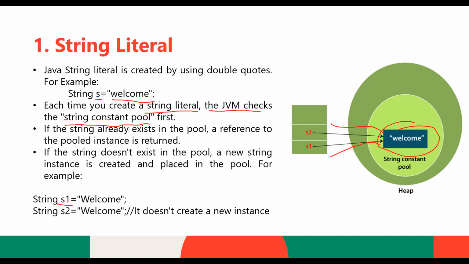Okay, so this string constant pool which we are talking about is available in the heap memory area, a special memory area where the string is going to be handled. So this is the first way you can create a string, by using a string literal. Second is by using a new keyword. This is how we are generally creating an object.